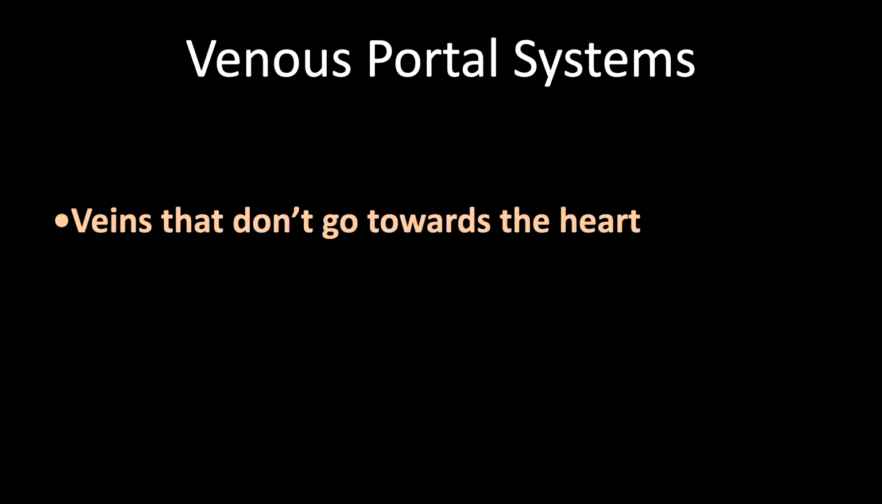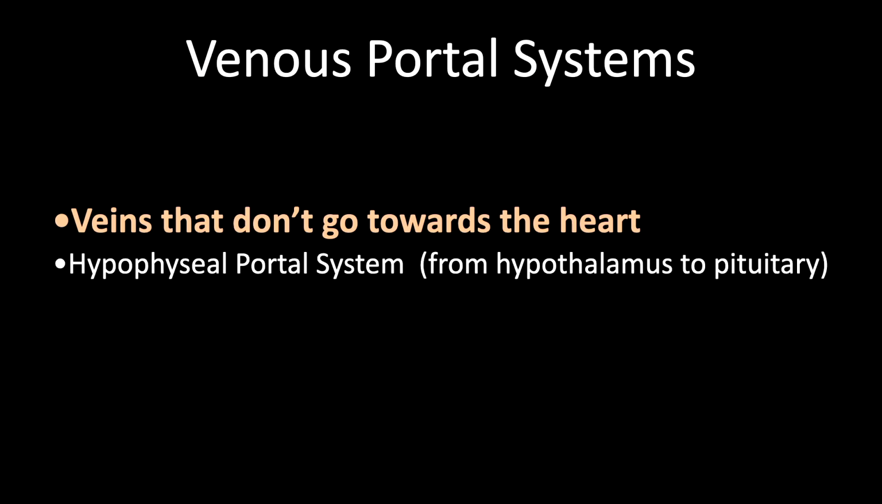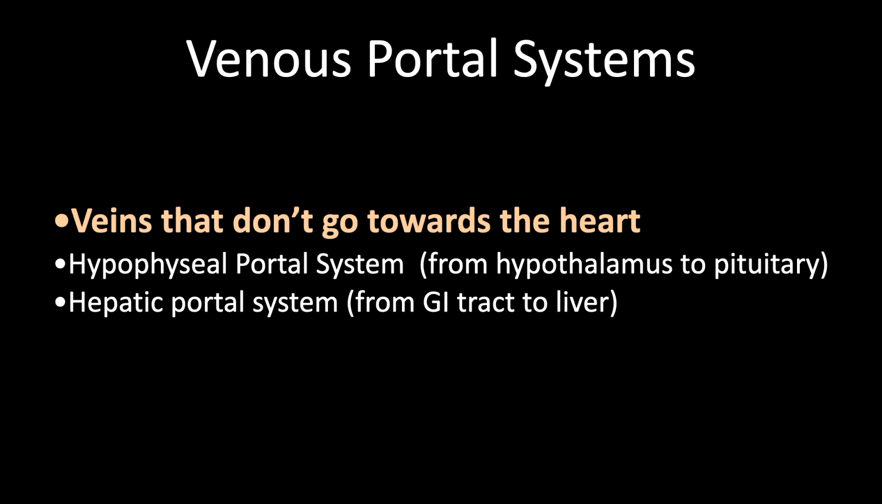So what is the venous portal system? By definition, a venous portal system defines veins that don't go towards the heart. And there are two portal systems in the human body. There is the hypophyseal portal system, where the vein goes from the hypothalamus to the pituitary. And there is the hepatic portal system, where the veins go from the GI tract to the liver.